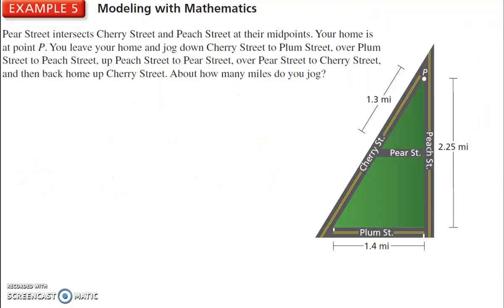Okay, let's see what else can we do. Alright, Pear Street intersects Cherry Street and Peach Street at their midpoints. Important information here. Midpoint, midpoint, midpoint. Your home is at point P. You leave your home and jog down Cherry Street. Okay, we're going all the way to Plum Street, so we're going this way. And then we're going over Plum Street to Peach Street.